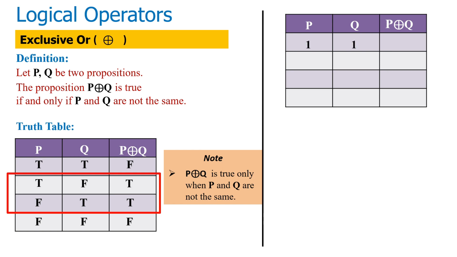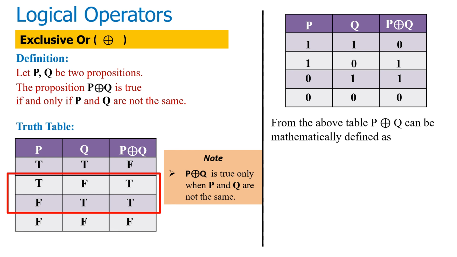If P is 1, Q is 1, then P exclusive or Q will be 0. If P is 1, Q is 0, then P exclusive or Q will be 1. If P is 0, Q is 1, then P exclusive or Q will be 1. If P is 0, Q is 0, then P exclusive or Q will be 0.